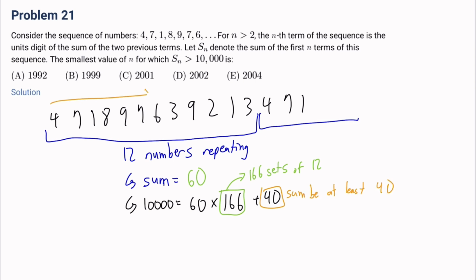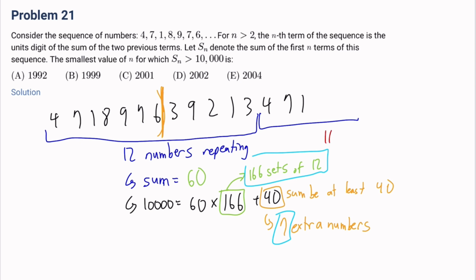And so if we go from the beginning, this is 11, and we have 12 until here. We have 20 until here. We have 29, and we have 36. 36 plus 6 is 42. So that's the first one where it exceeds 40. And so until here would be our nth term. And so we have 1, 2, 3, 4, 5, 6, 7 numbers, right? So we have 7 extra numbers. So the total number is 166 sets of 12 plus 7 more. So we have 166 times 12 plus 7, right? And that is equal to 1992 plus 7, which is 1999. So 1999 is the answer.